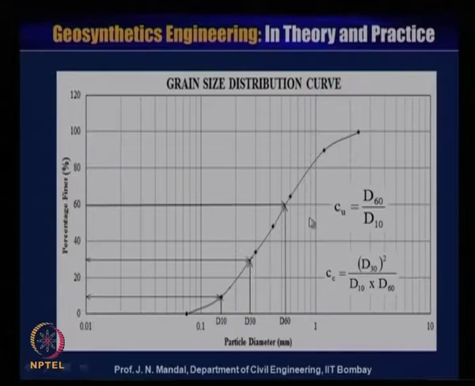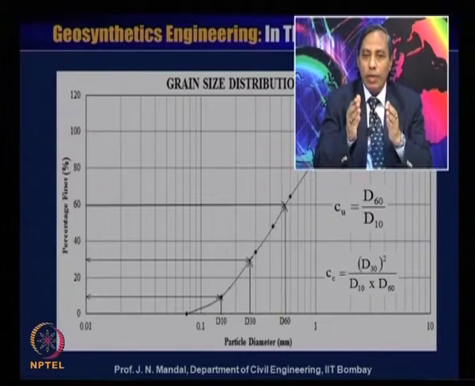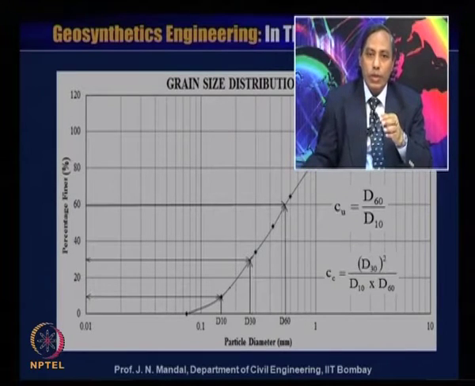And in general for the grain size distribution, you know this is the relationship between percentage finer and particle size distribution. From this curve we generally determine the coefficient of uniformity, Cu equals D60 by D10, and the coefficient of curvature, Cc equals D30 squared divided by D10 times D60. You can calculate D10, D30 and D60 from this grain size distribution curve.